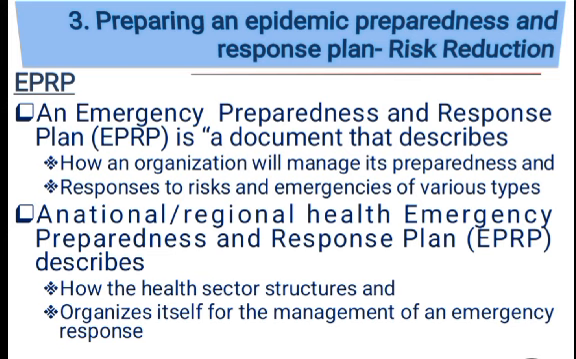Preparing an epidemic preparedness and response plan, for risk reduction. An EPRP, an emergency preparedness and response plan, is a document that describes how an organization will manage its preparedness and response to risks and emergencies of various types. A national or regional health emergency preparedness and response plan describes how the health sector structures and organizes itself for the management of an emergency response.